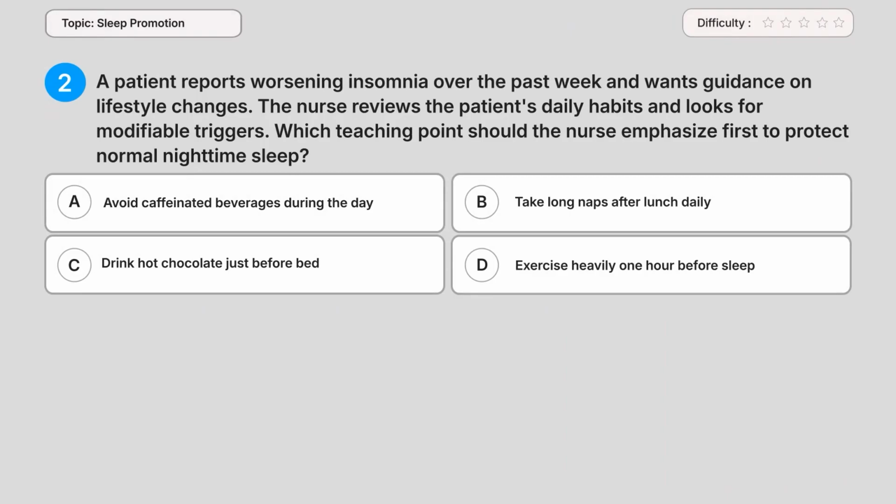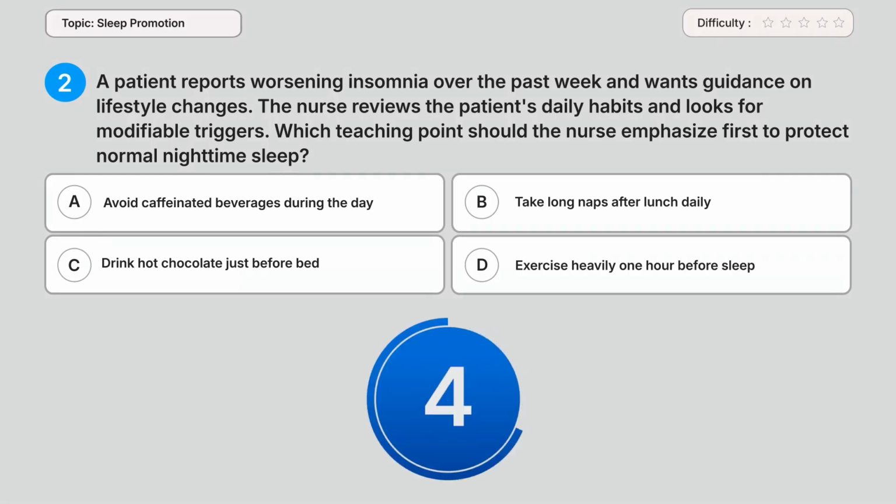Question 2. A patient reports worsening insomnia over the past week and wants guidance on lifestyle changes. The nurse reviews the patient's daily habits and looks for modifiable triggers. Which teaching point should the nurse emphasize first to protect normal nighttime sleep? A. Avoid caffeinated beverages during the day. B. Take long naps after lunch, daily. C. Drink hot chocolate just before bed. D. Exercise heavily 1 hour before sleep. Do you know the answer?